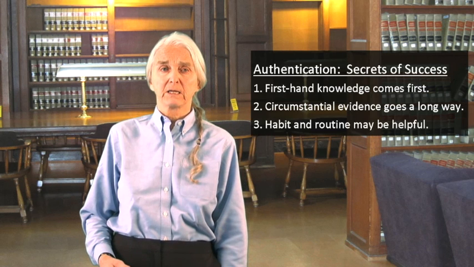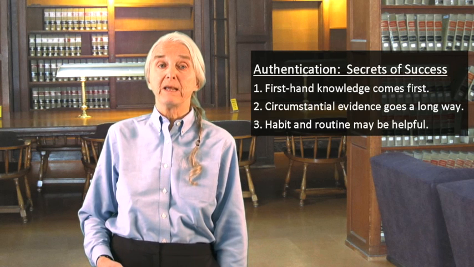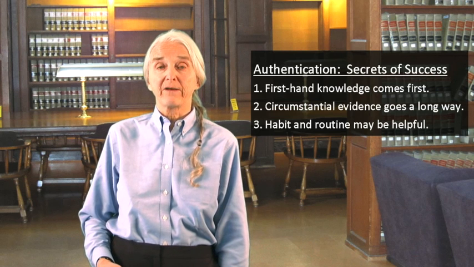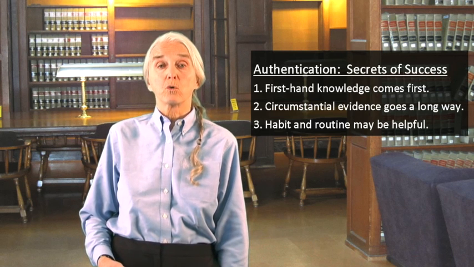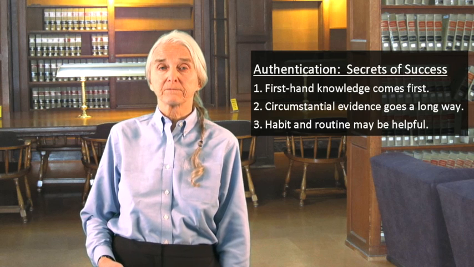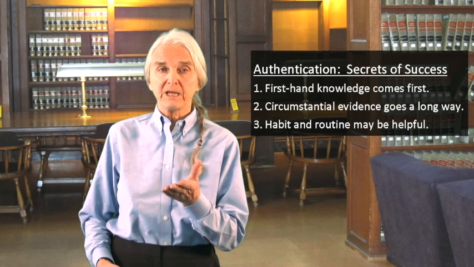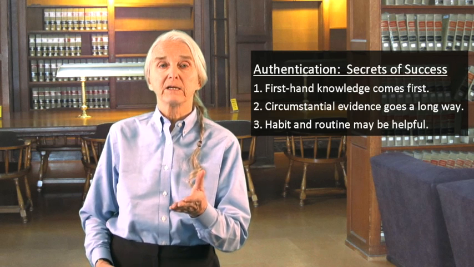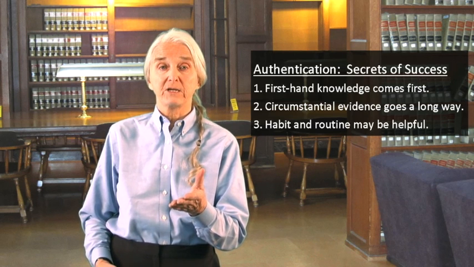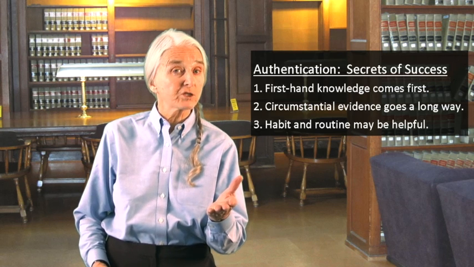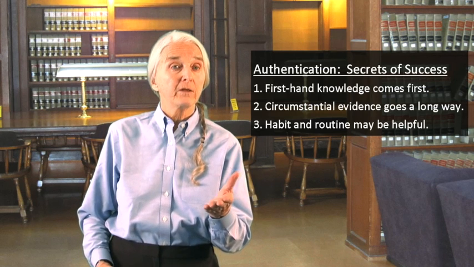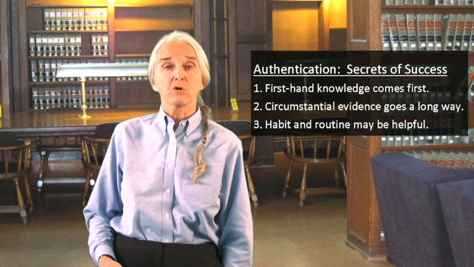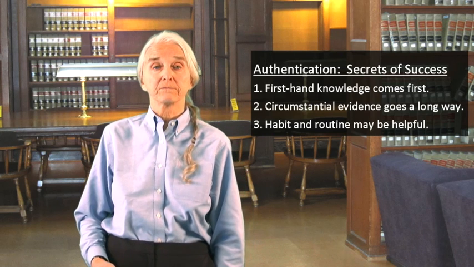Secret number 3, habit and routine may be helpful. Rule 406 allows evidence of a person's or an organization's routine practice to be admitted to prove that a person or organization did, in fact, act in that way on an occasion in question, even though the witness has no personal knowledge that that happened. The rule specifically provides that this evidence can be admitted even without corroboration or any eyewitness.